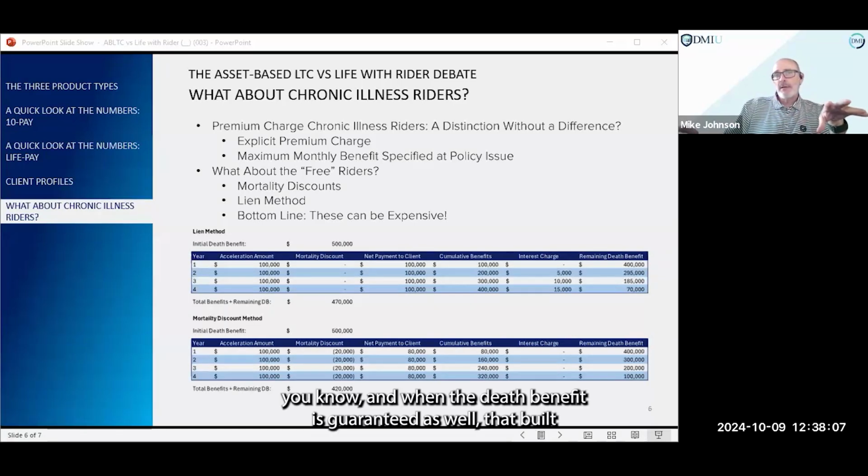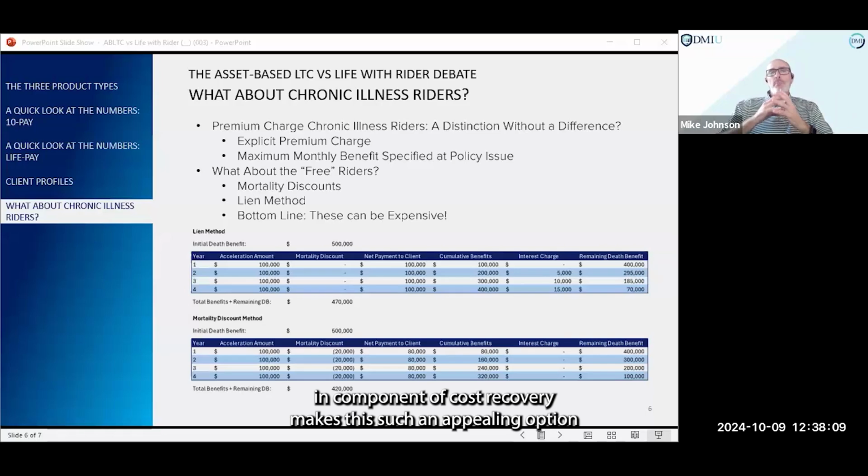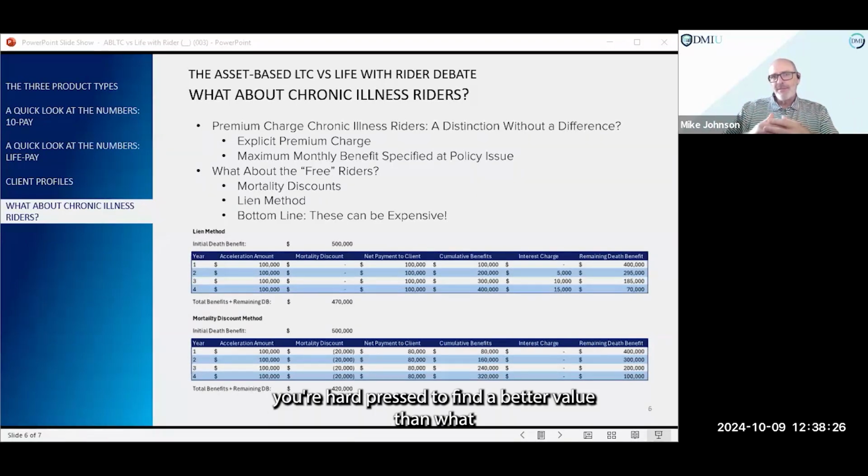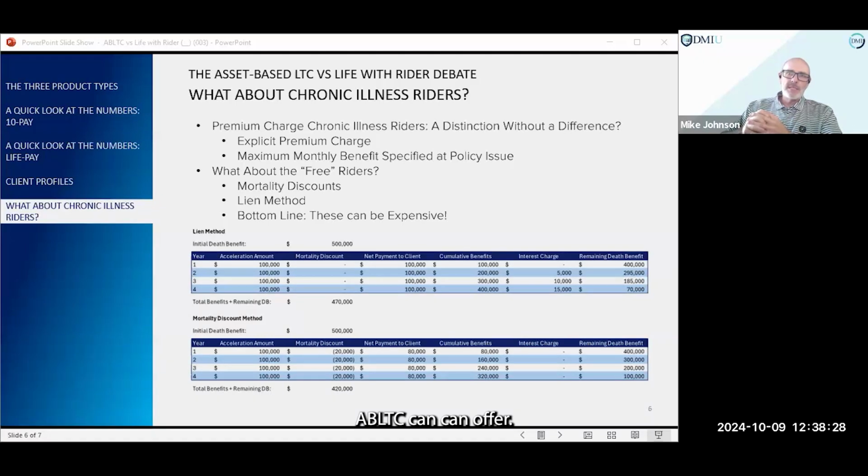And when the death benefit is guaranteed as well, that built-in component of cost recovery makes this such an appealing option on many different levels. So just remember, if death benefit is the goal, life insurance is typically going to be your best bet. When long-term care coverage is the goal, you're hard-pressed to find a better value than what ABLTC can offer.